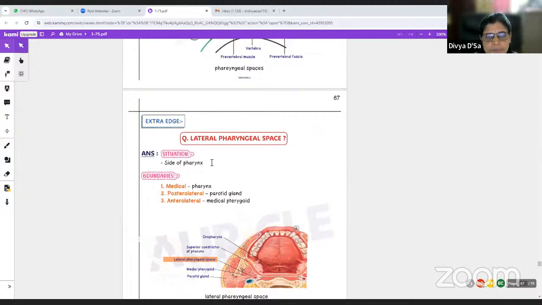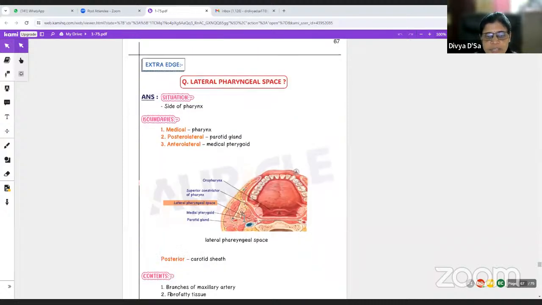Other than the retropharyngeal space, there is also a small space, the lateral pharyngeal space. As the name says, it is situated on the side of the pharynx. Boundaries: medially, it is the pharynx; posterolaterally, the parotid gland; anterolaterally, the medial pterygoid; and posteriorly, the carotid sheath. So that space is the lateral pharyngeal space.